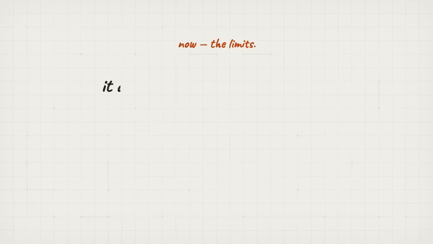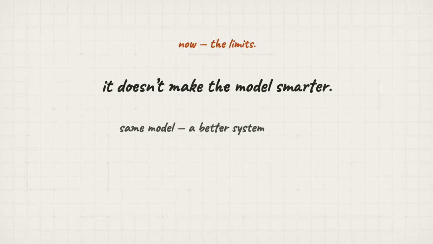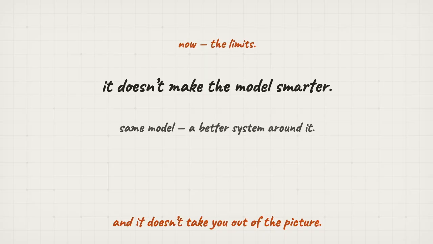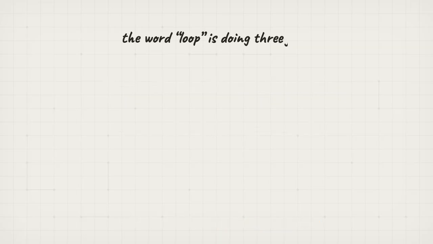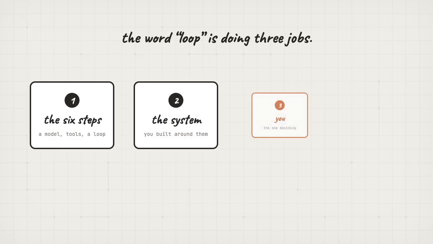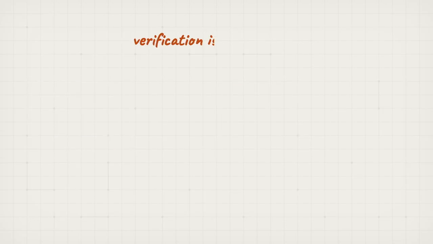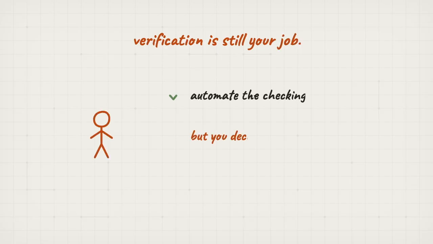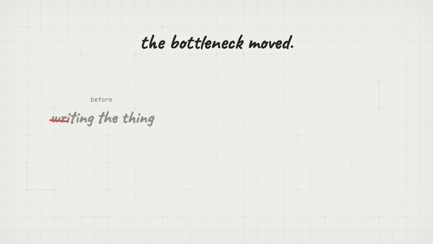Now, the limits. It doesn't make the model smarter, same model, better system around it. And it doesn't take you out of the picture. Confused? Don't worry, let me explain. By now, the word loop is doing three different jobs. Those six steps, the system you built around them, and you. So, verification is still your job. You can automate the checking, but somebody has to decide what correct means, and that somebody is you. The bottleneck moved. Before it was writing the thing, now it's proving it works.